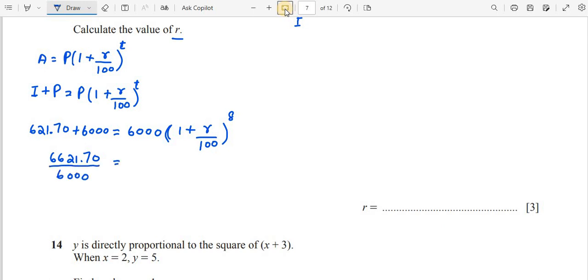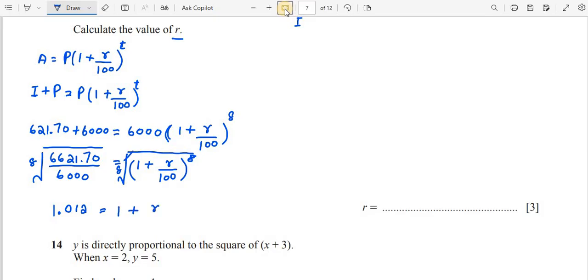6000 is equal to (1 plus R over 100) to the power 8. To find the value of R, we take 8th roots on both sides. Calculating these values, we get 1.012 is equal to 1 plus R over 100, since the power of 8 cancels with the 8th root.